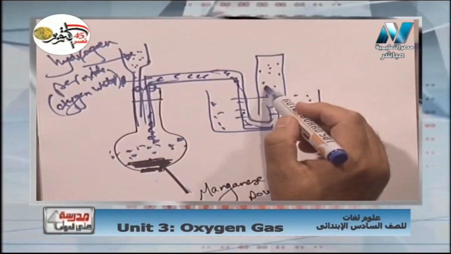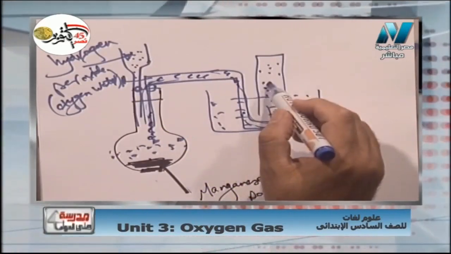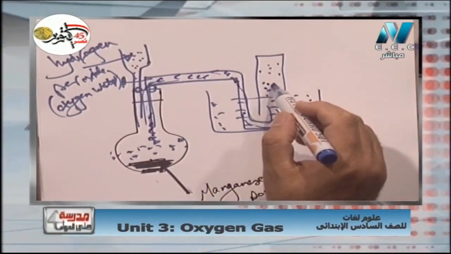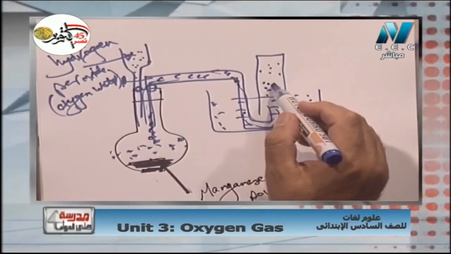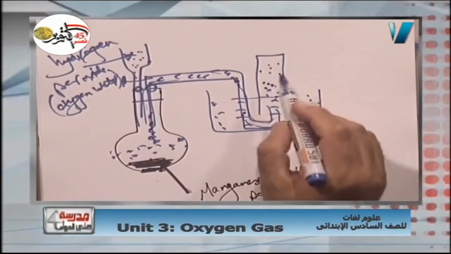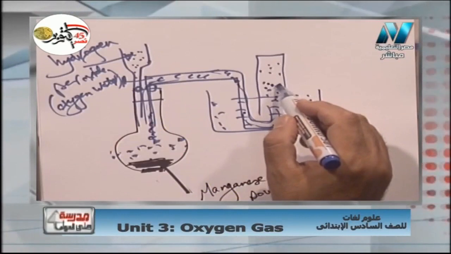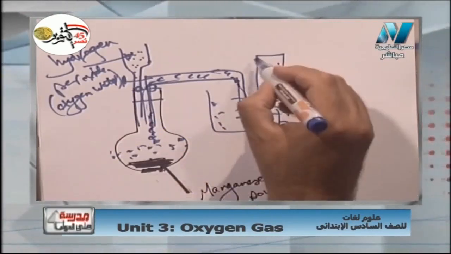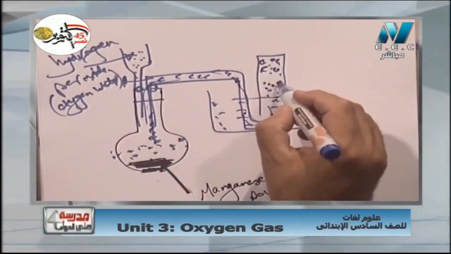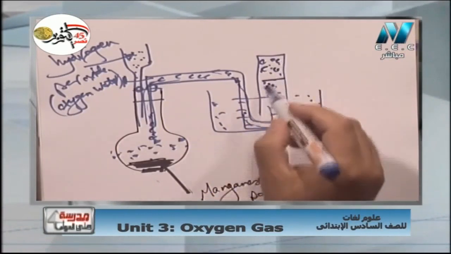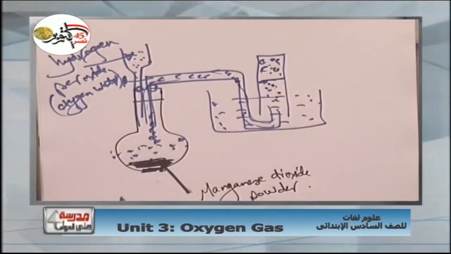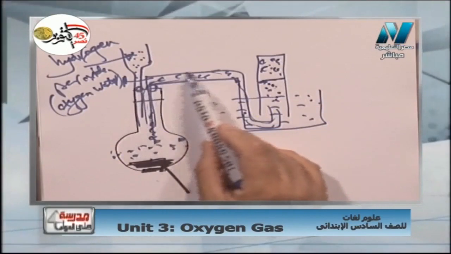What happens in the water? If the oxygen reaches the water, its relationship with water is very bad. Meaning, oxygen scarcely dissolves in water, so it rises up and displaces the water; this is called down displacement. So what happens to the oxygen gas? It will pass to this tube.